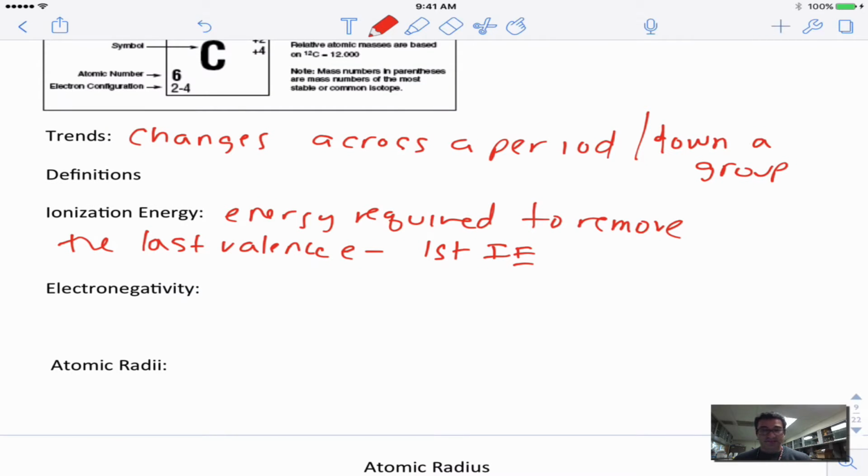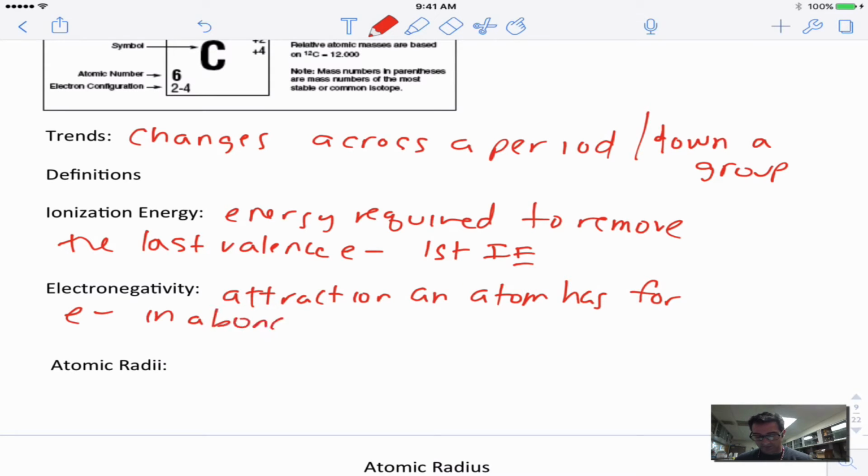Okay, electronegativity has a strange definition, and it is the attraction an atom has for electrons in a bond. This is a made-up scale, made up by a guy called Linus Pauling. He came up with this scale to cut out any of the inconsistencies that we see with ionization energy or something called electron affinity. He made up this scale to get an overall rating for an element. How likely are you to attract electrons in a bond when you're with another element?